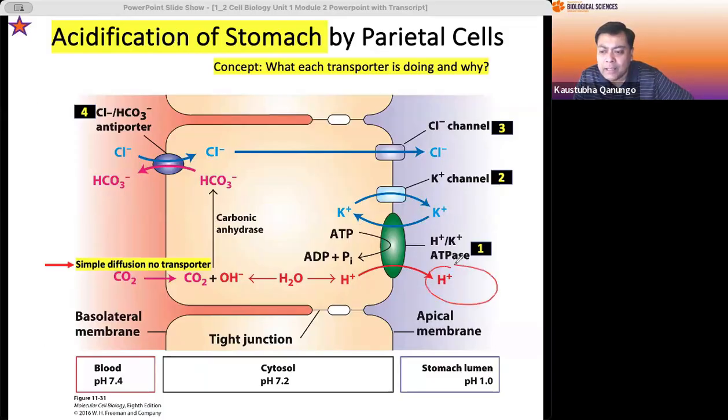What is HCl? It's H plus Cl minus. So that's basically the stomach lumen is the hydrochloric acid. That's the acidification of the stomach. So that's the overall mechanism.